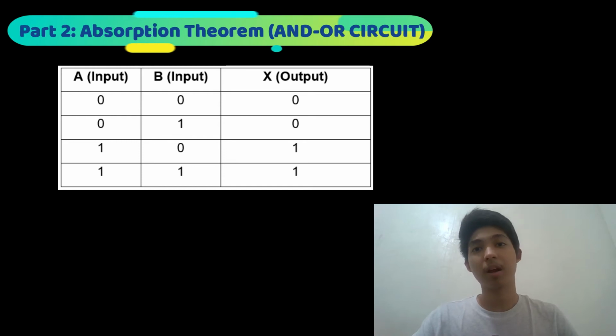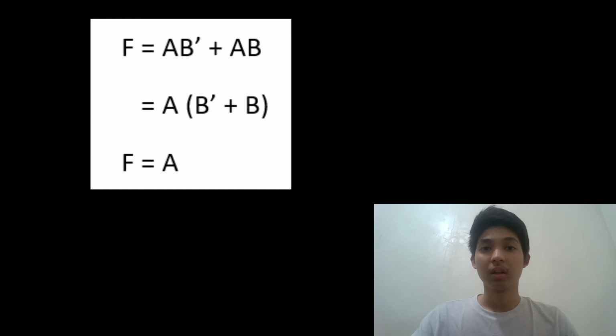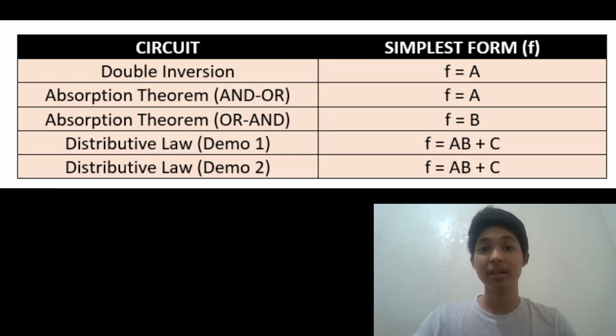For the second part of the experiment, absorption theorem using AND or combinational circuit, we're using an AND gate and OR gate for this circuit. By deriving the Boolean equation based on the data that generates an output of 1, which are 1 and 0 and 1 and 1, the equation can be written as AB' + AB. And by simplifying this equation, F is equal to A, which means that the input of A will be our output, as we can see on the results.